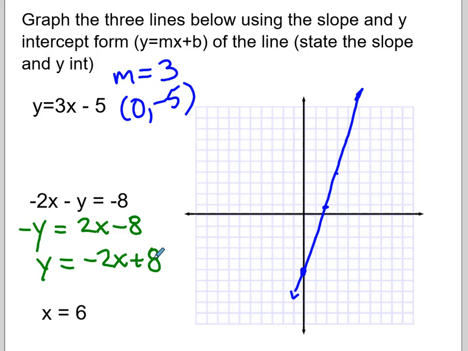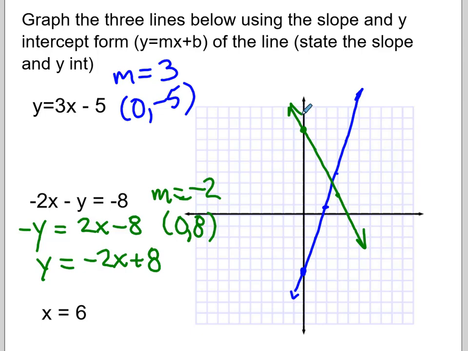And then my slope would be negative 2, and my y-intercept would be 0, 8. So if I start at 8 and I'm going down 2, right 1, down 2, right 1, down 2, right 1. Okay, that would be my second line.